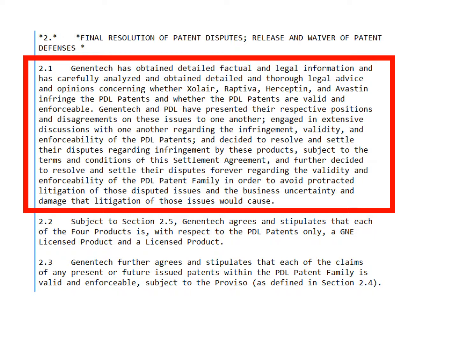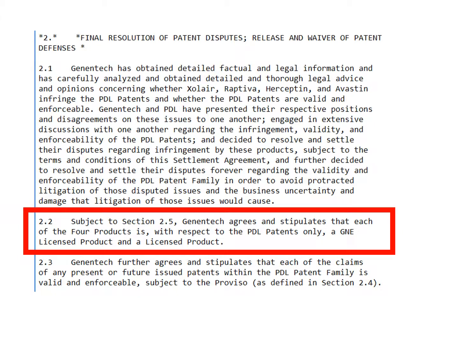The last bit is interesting, just making clear what's going on, that we've decided to resolve and settle the disputes forever regarding the validity and enforceability of the PDL patent family in order to avoid protracted litigation of those disputed issues and the business uncertainty and damage that litigation would cause. So almost like a whereas clause kind of communication, we've done our homework, and one of the reasons we're settling is we both want some certainty.